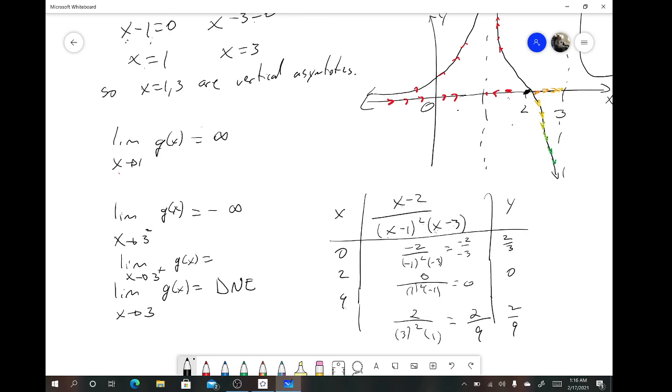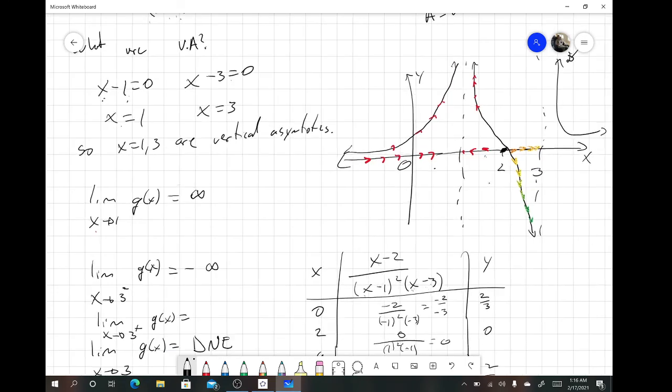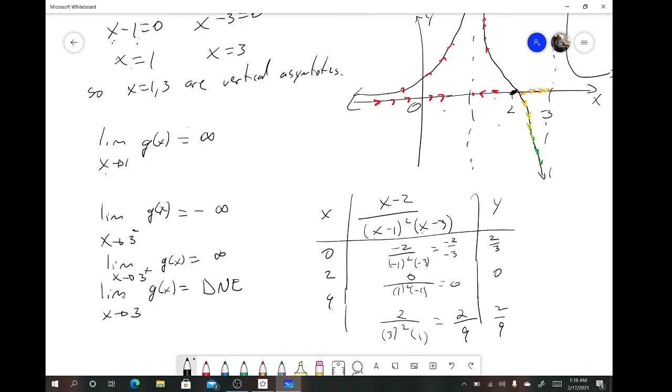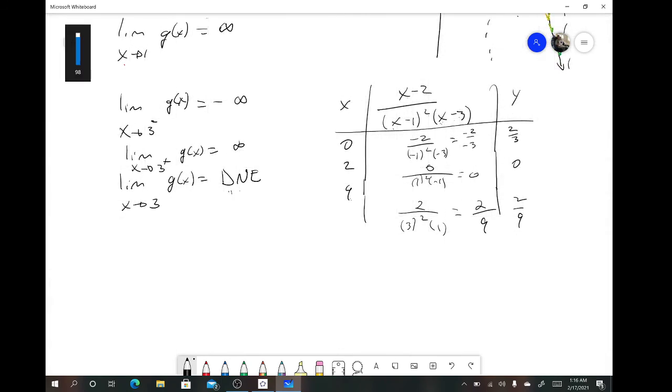The limit from the right side of g of x is plus infinity because the values are going up as we get closer to 3. But again, because the limit from the left and the limit from the right are not equal, the limit simply does not exist. So we say that the limit just doesn't exist when this is the case.